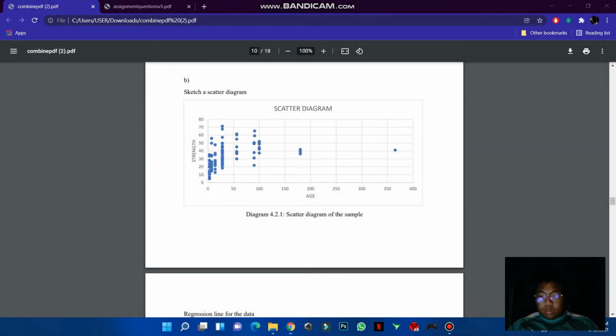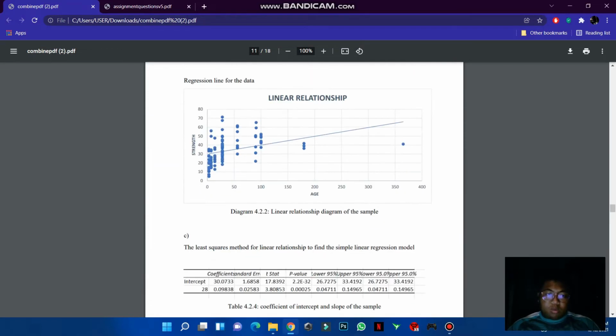So next, we will go to the further instruction for this project, which is we need to sketch the scatter diagram and regression line for the data. Here we can see the scatter diagram that we plot from the 100 data sets. By using the scatter diagram, we will make the regression line for the data. Diagram 4.22 shows the linear relationship diagram of the sample of the data.